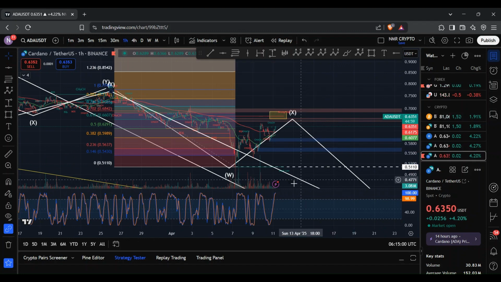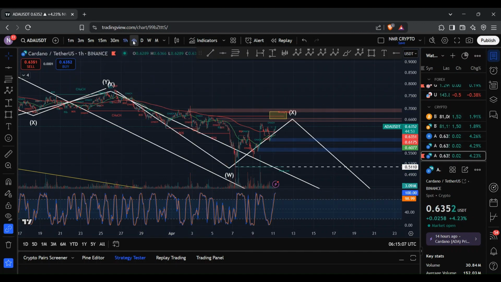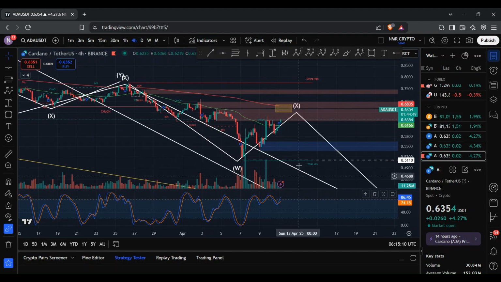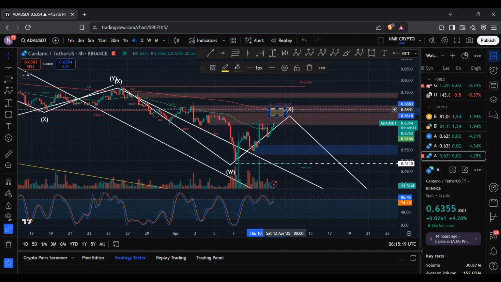Now, what you can also see is on the stochastic RSI, we are within the overbought conditions. And same can be said on the 4-hour chart. So if I remove that and go on the 4-hour chart, you can see that we are within the overbought conditions. Now, it would be interesting to see if ADA actually reaches this region here before we see that retracement to the downside, or if we see the retracement to the downside and then we reach this target here.